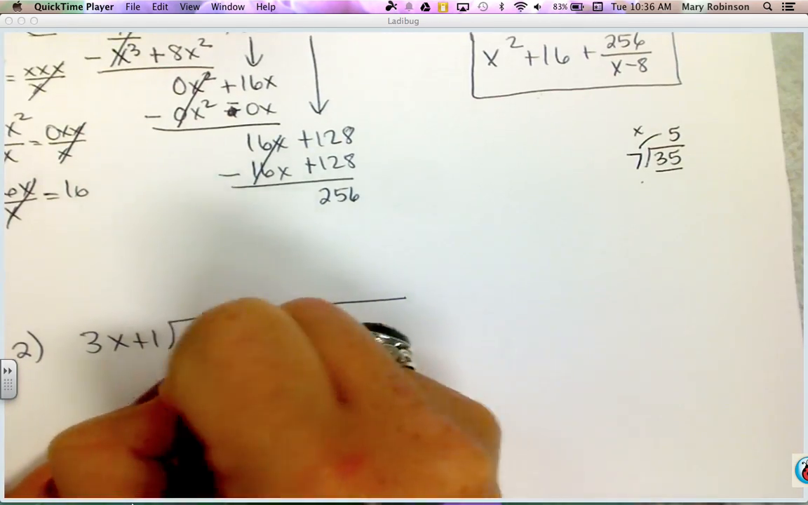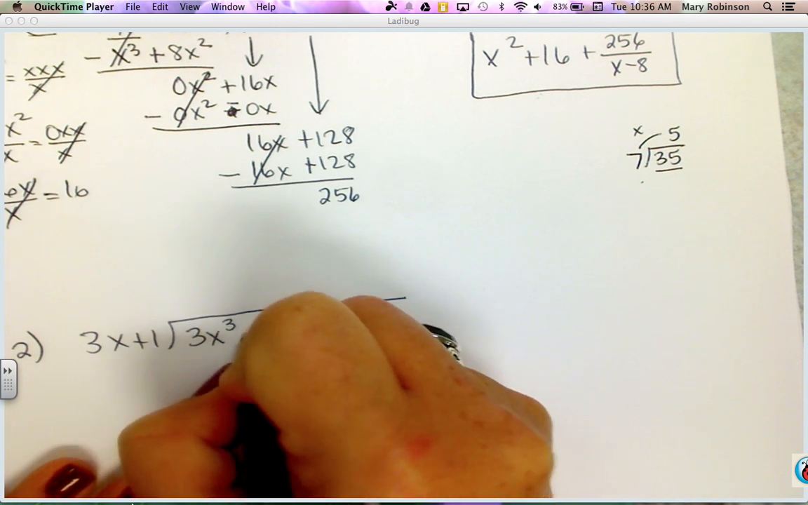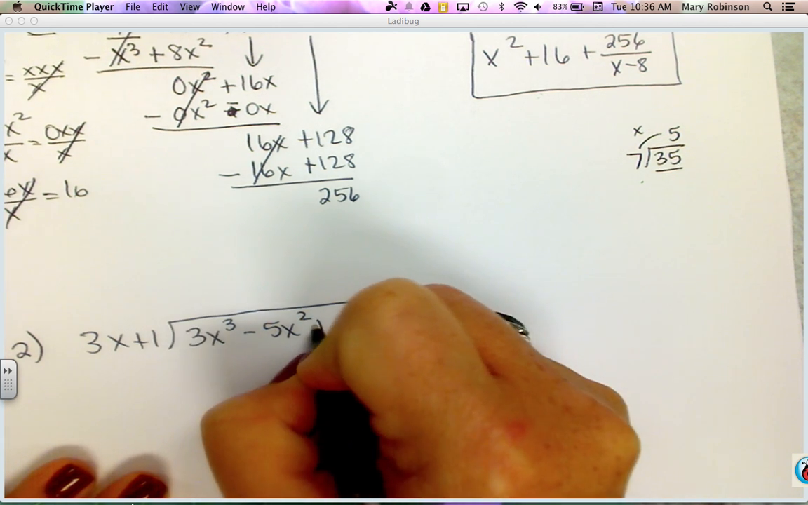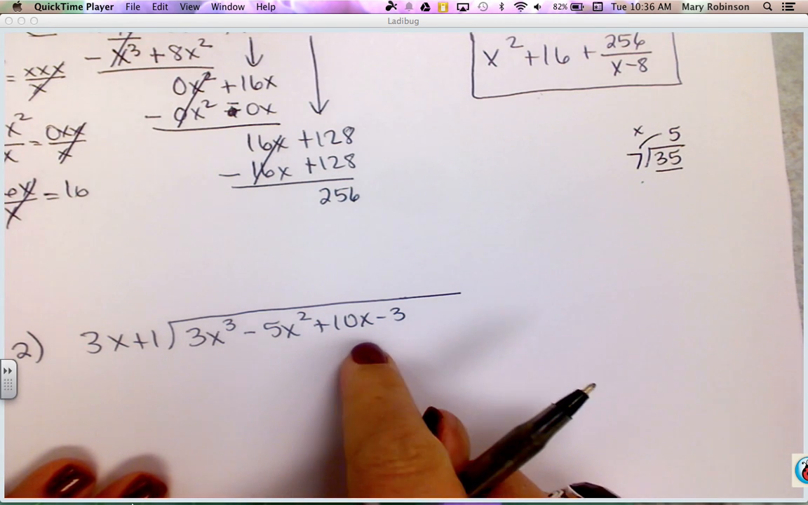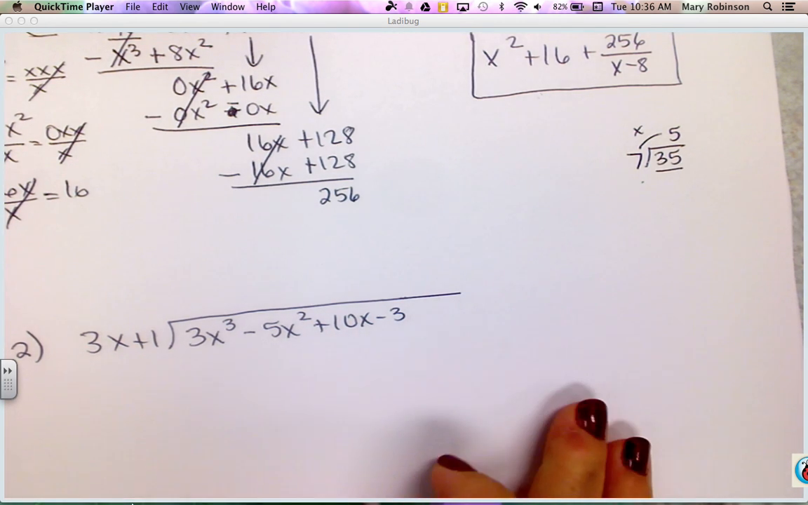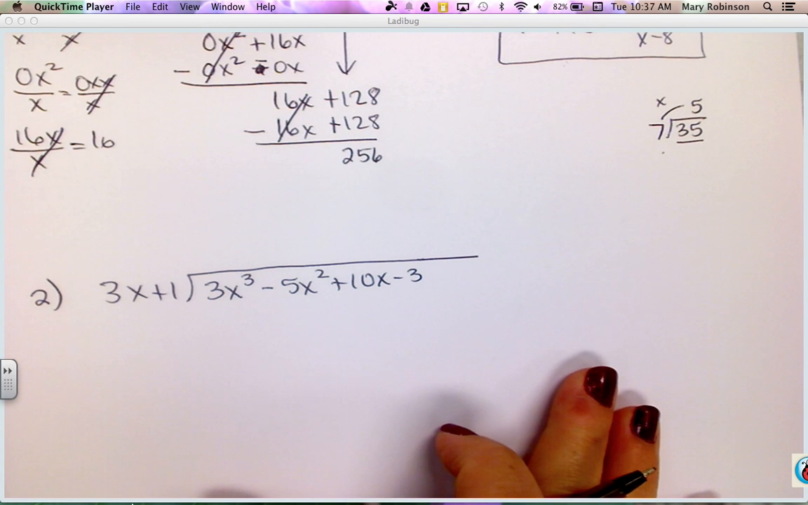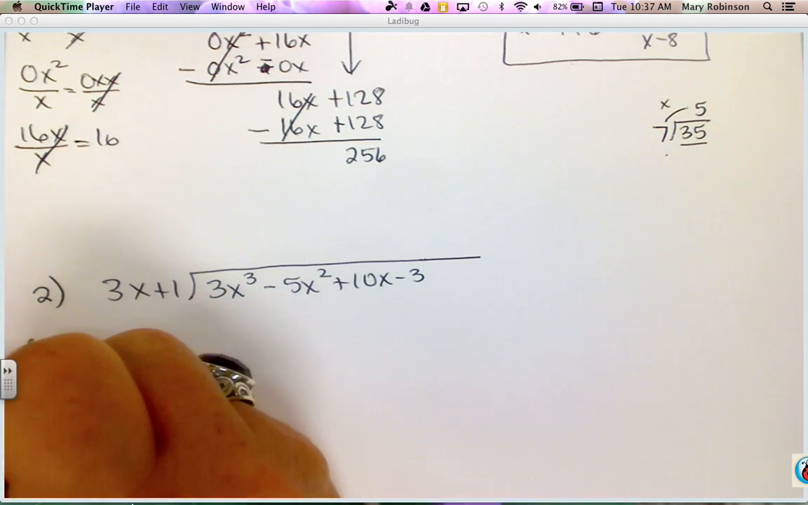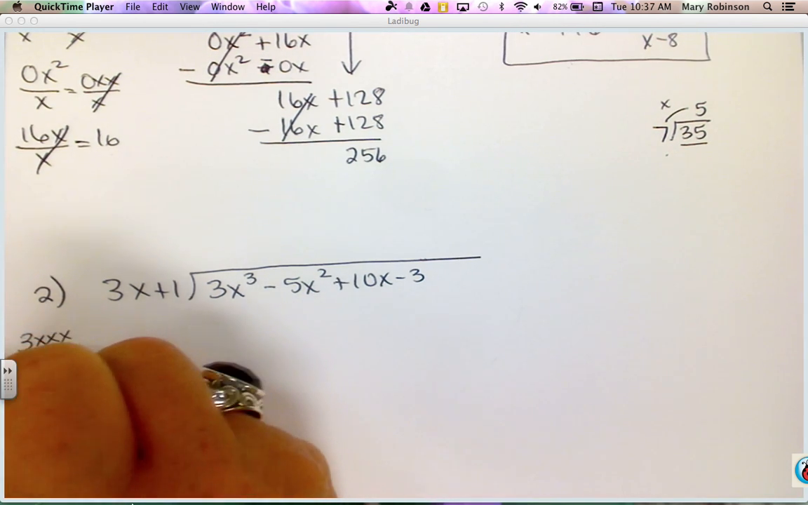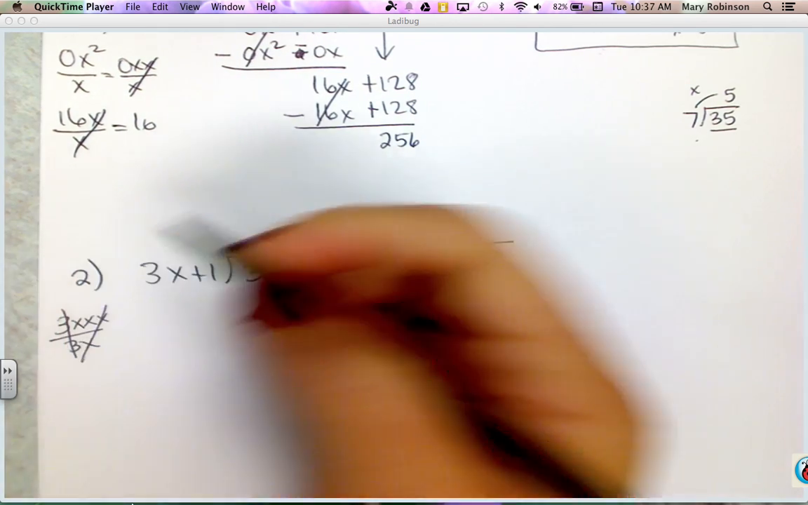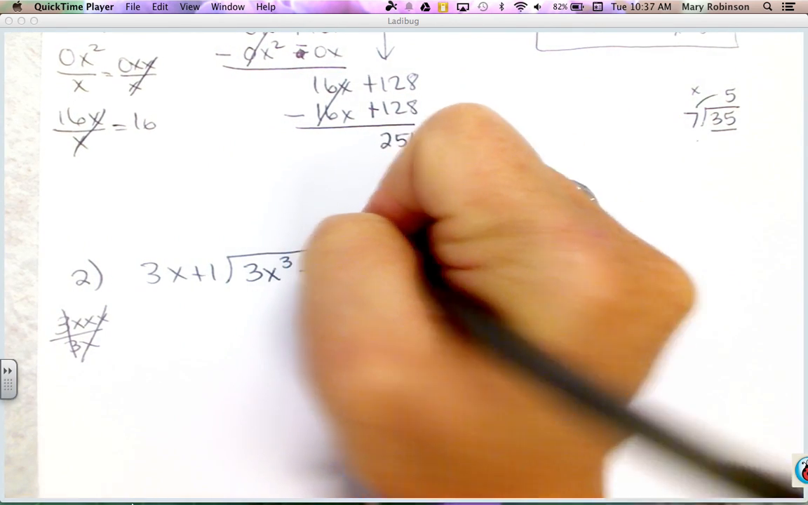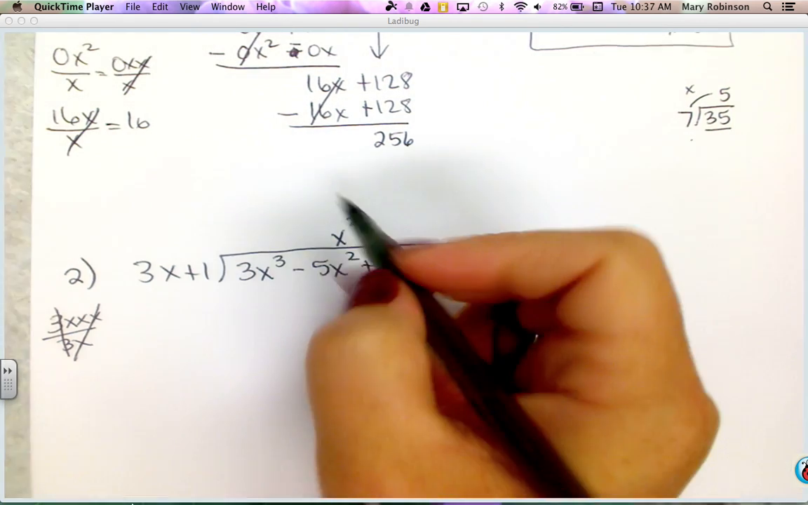So 3x plus 1 with our dividend being 3x cubed minus 5x squared plus 10x minus 3. So we've got cubic, quadratic, linear, constants. We have all of our terms, and we're going to do the same process. So let's take our 3x cubed divided by 3x. When we divide that, we get x squared. I'm going to line it up here over my x squared term and distribute.